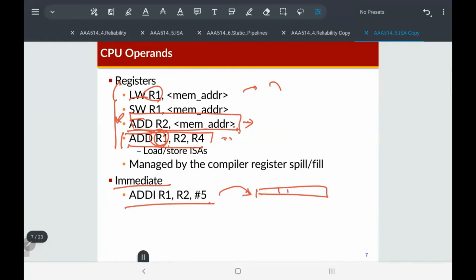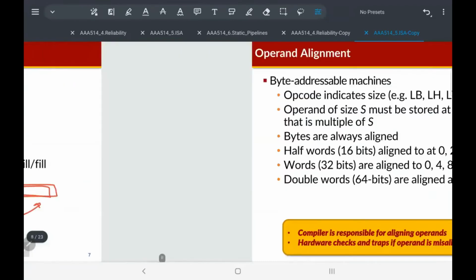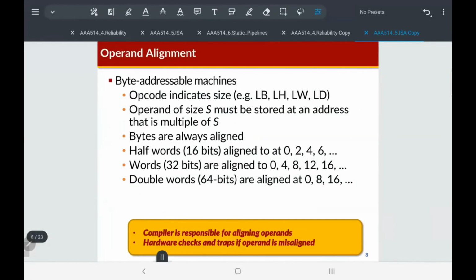Which means that some immediate number is included in this instruction, okay? Because this is a small constant number. And because we frequently use small constant numbers in our programs, it's good to support immediate operands in the instructions. And we learned this during the undergraduate computer architecture course.